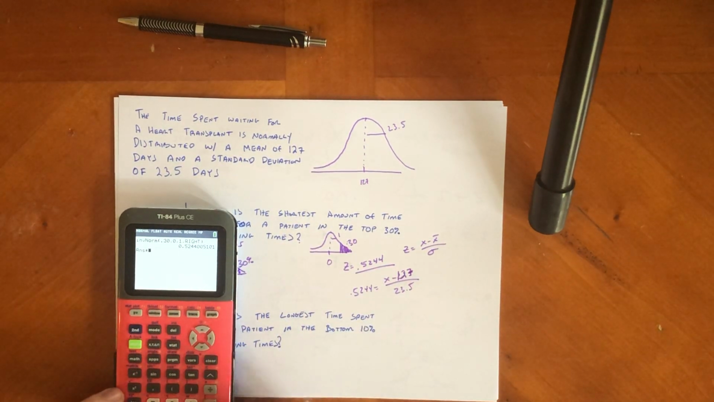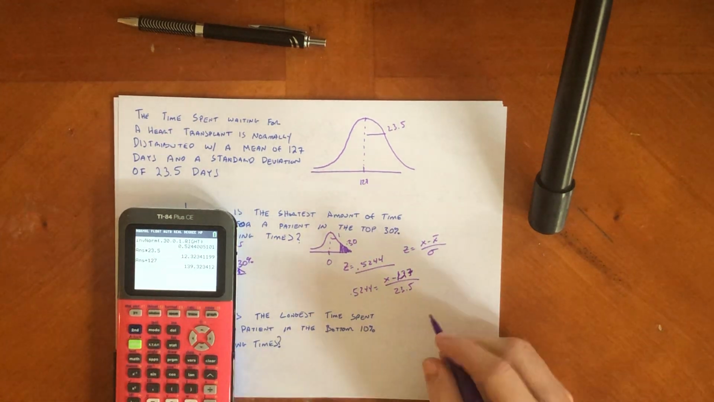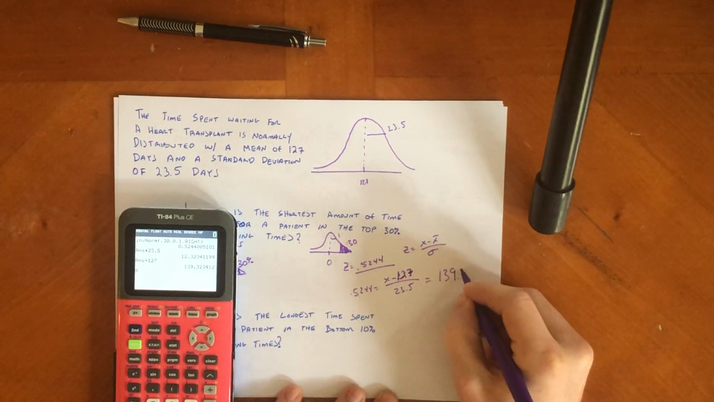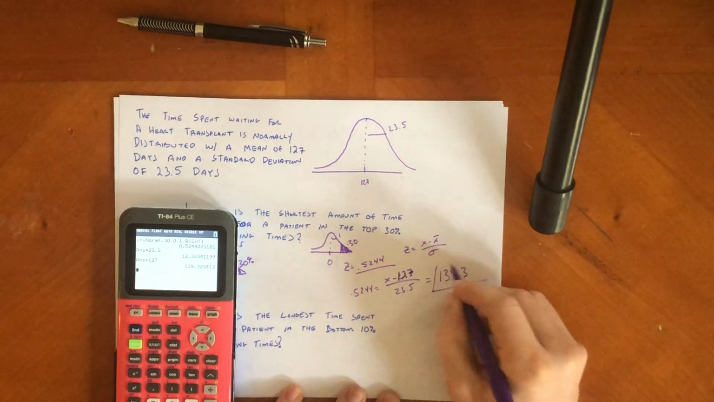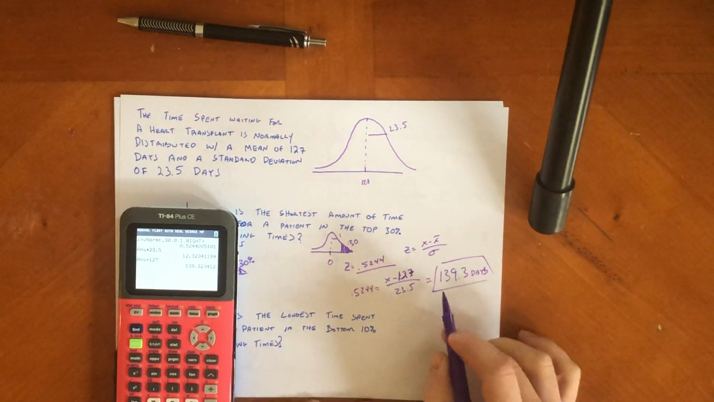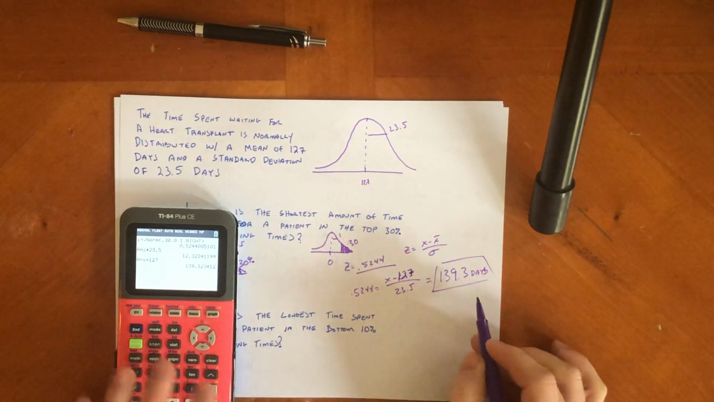And then you just solve for x, so multiply by 23.5, enter, and then go ahead and add 127 to it, 139. And that's going to be days. So someone that waits 139.3 days is going to be in the top 30%.